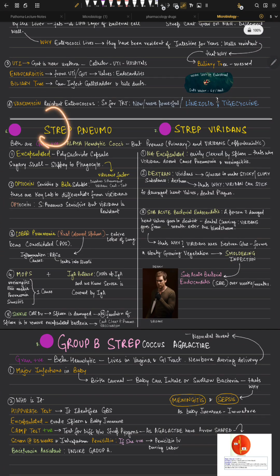So that was strep pneumo, that causes meningitis, otitis media, pneumonia, sinusitis, that is, MOPS, and it has IgA protease, and it's sensitive to optochin. And viridans, what is this called? So strep viridans is sensitive to penicillin G or ampicillin. Okay, so that's important right there. It's also sensitive to vancomycin. Usually, if any bacteria is resistant to penicillin, we go for vancomycin or ceftriaxone.